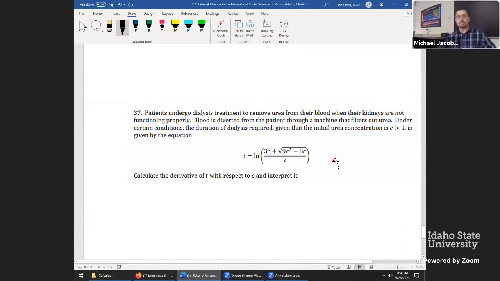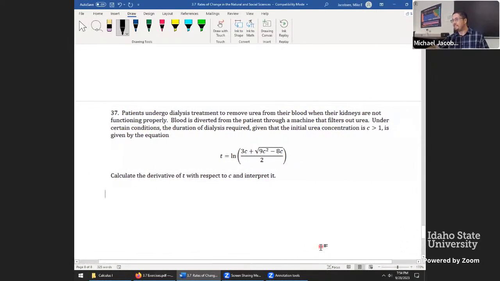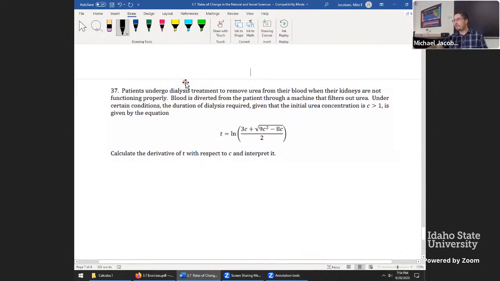And we better now actually read the question, see just what in the world is going on here. It says patients undergo dialysis treatment to remove urea from their blood when their kidneys aren't functioning properly. It's a pretty terrible treatment, so our hope is to never have this kind of procedure. What they do is they're going to divert your blood from the patient through a machine. It's a big old machine. They'll filter out the urea, and it takes a really, really long time. You have to do it a lot. So knowing how long it's going to take to run this procedure is very, very important in the medical sciences, just for scheduling dialysis treatments.